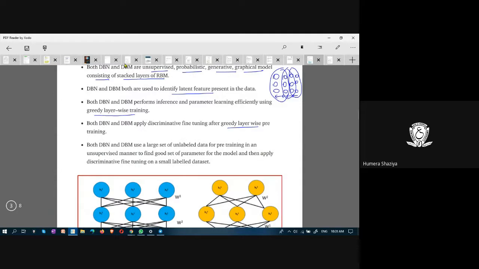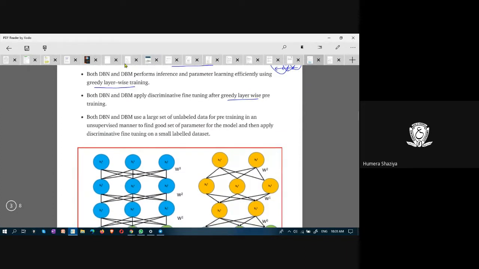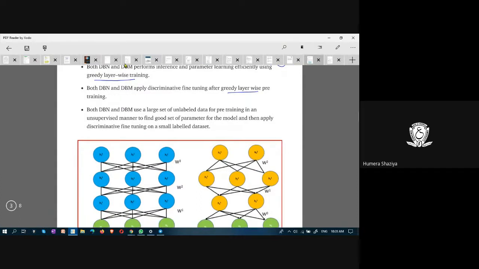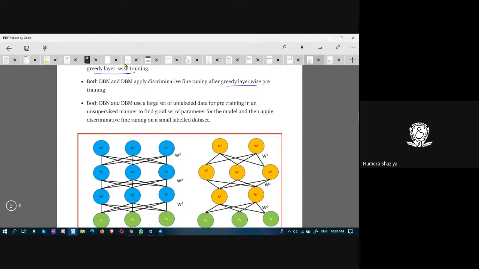DBM and DBN both use latent features and both perform greedy layer wise training, and both do a discriminative fine tuning after training done by greedy layer wise approach.